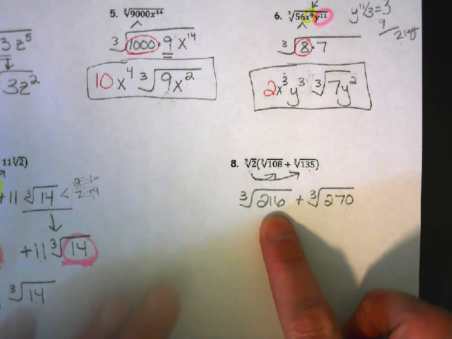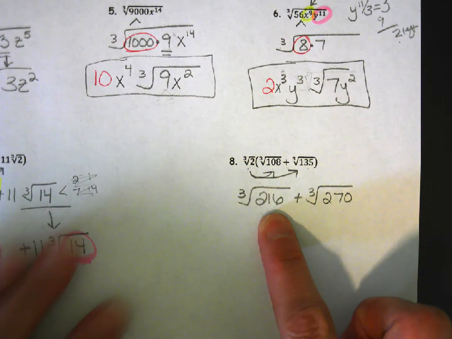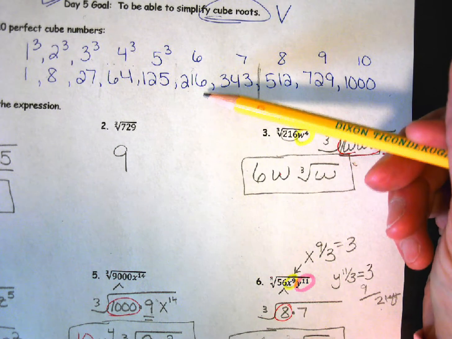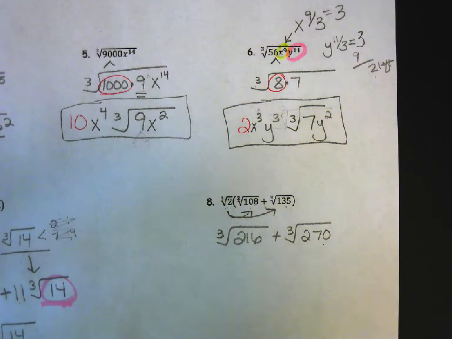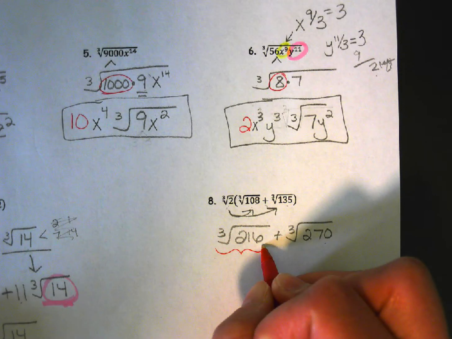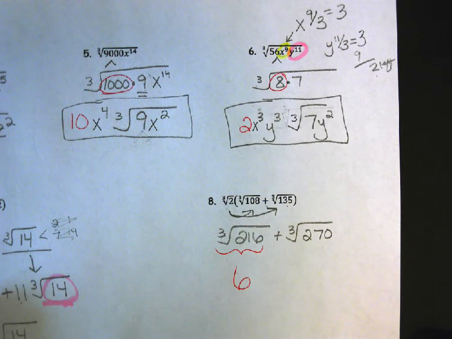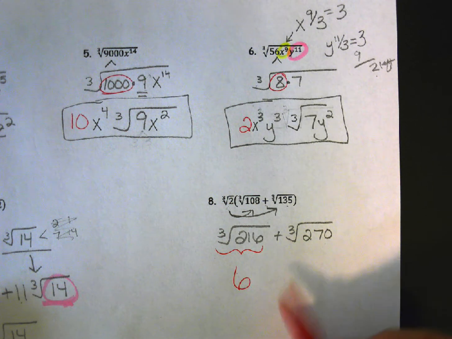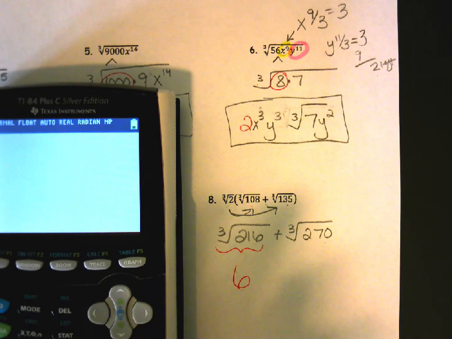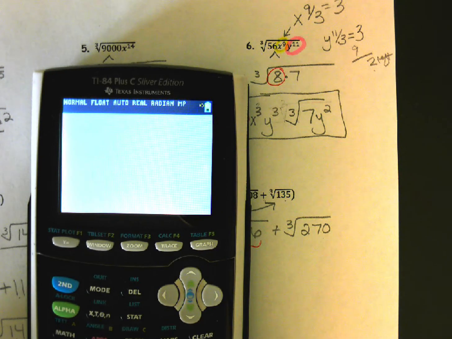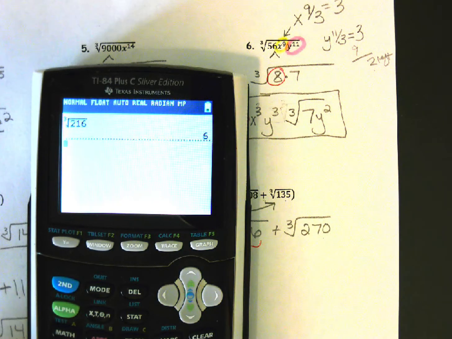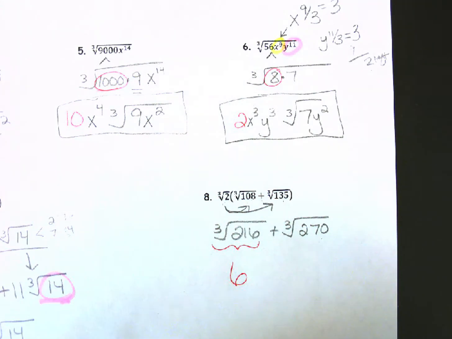So let's take 216 and let's go up to our list. Wait a minute. There's 216 right there. So this one must be perfect. So the cube root of 216 just works out to be plain old 6. There is no more radical because it's a perfect cube. And even if I test it in my calculator, math, cube root of 216, do you see how the radical is gone? That's kind of a nice one. All right, let's do the 270.